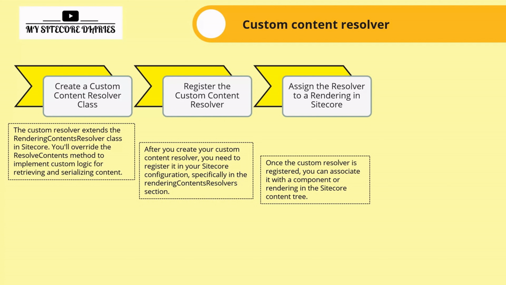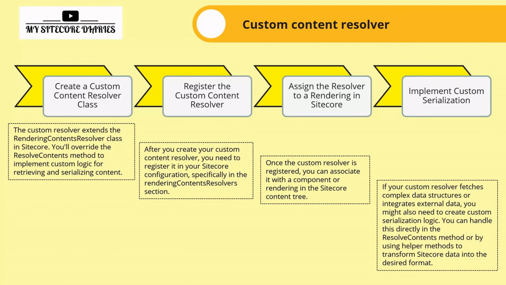Then you have to assign your resolver to the rendering. So once your custom content resolver is ready, you have to assign that particular resolver to a rendering, which rendering will use your custom content resolver, and then you can see your custom implemented serialized data.